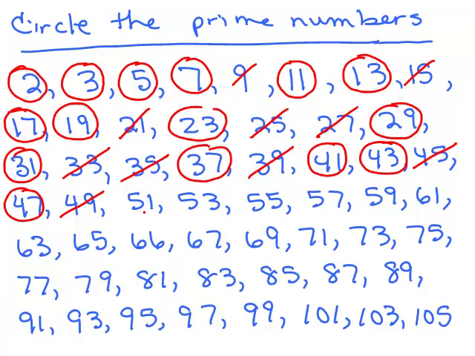Now, 51. Well, does 3 go into that? Just add the digits. 5 and 1 is 6, right? And 3 goes into 6, so you know what? Not prime, since 3 goes into 51. 53 is prime. 55, cross that off because it ends in 5, so 5 goes into it. 57, does 3 go into that? 5 and 7 is 12, so not prime because 3 goes into that. 59 and 61.